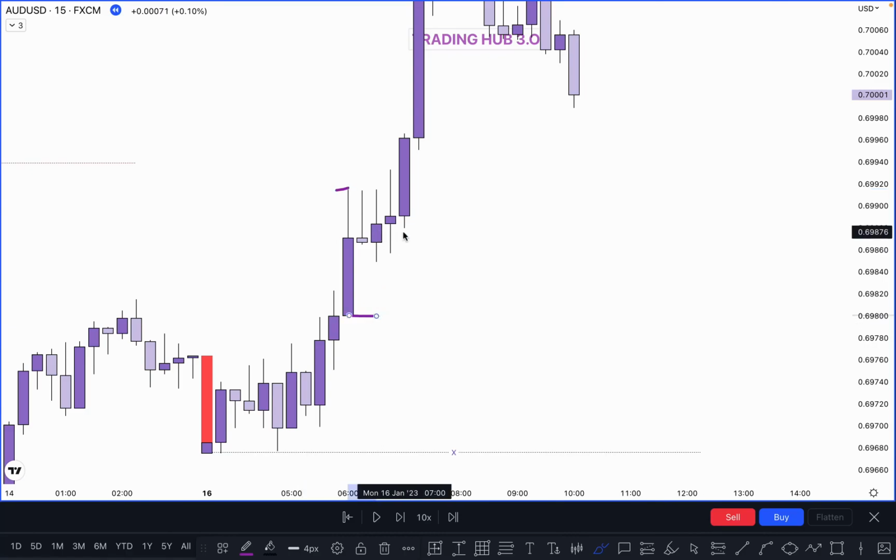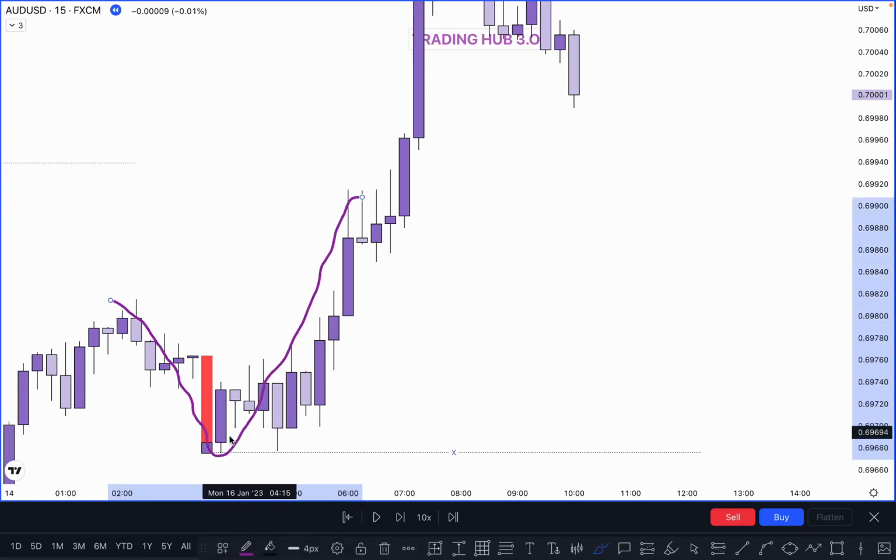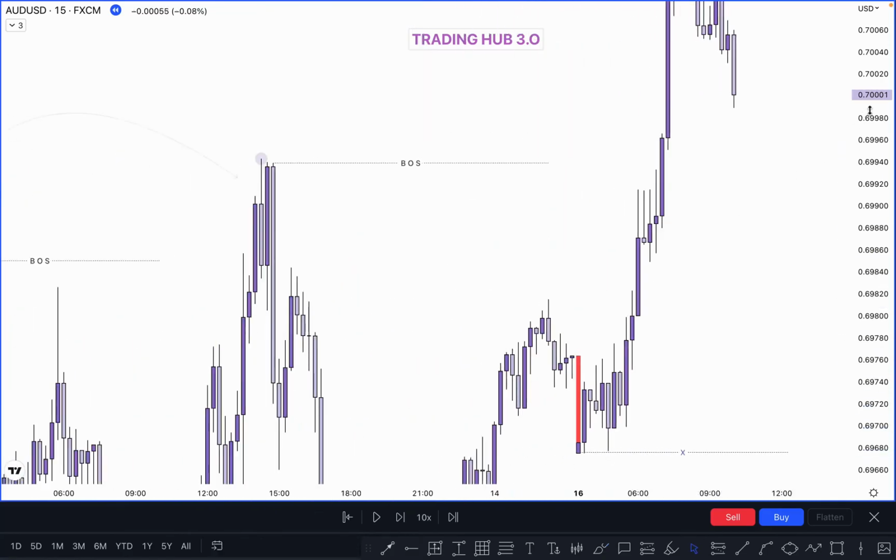That's why this is not a valid pullback as per our valid pullback theory. So what is happening here, this is our actual pullback, and the market must take out this pullback to confirm the higher high. Let's see what happened next after this one.